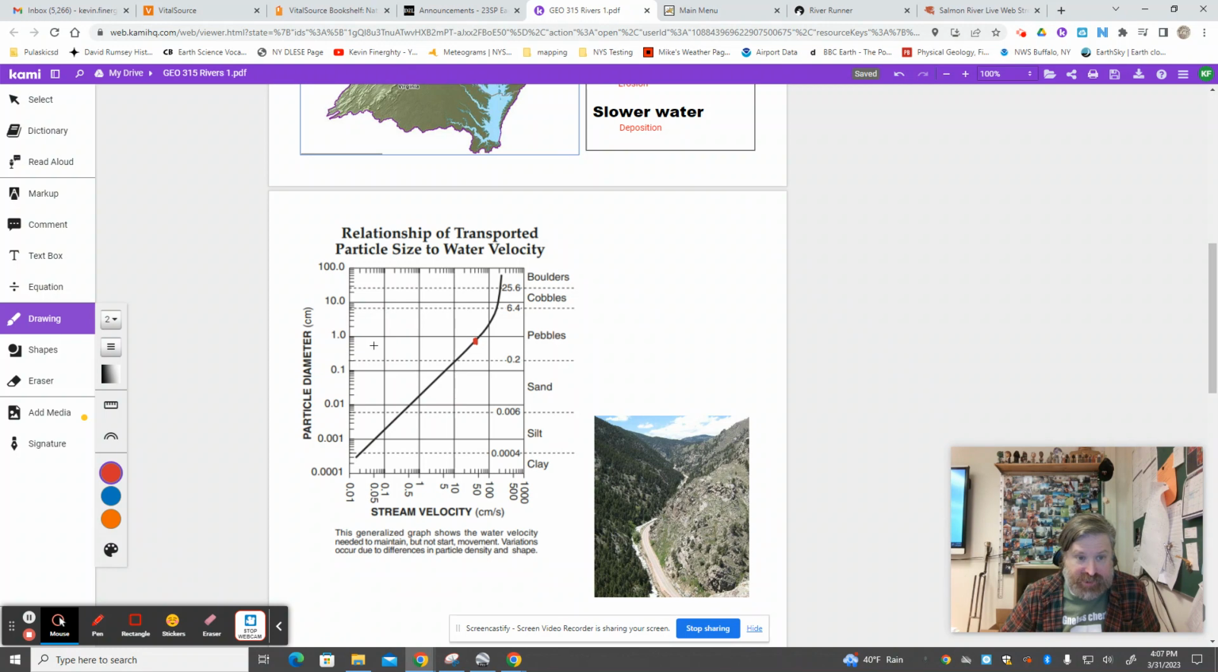So it can carry about this size pebble, a little bit smaller than a centimeter. If it slows down to 10 for some reason, maybe the river gets wider, maybe the river gets flatter, now it can only carry particles that are this size, about 0.2 centimeters. So what happens to all those ones that it was carrying at the faster speed and now can't carry anymore? Well, they get dropped off. So what you end up with is a nice, neat, sorted, organized pile of exactly that size sediments. And then if it slows down further, it'll drop off some different sizes.